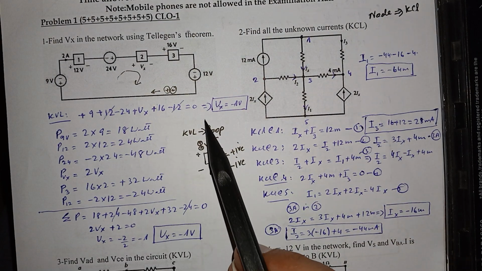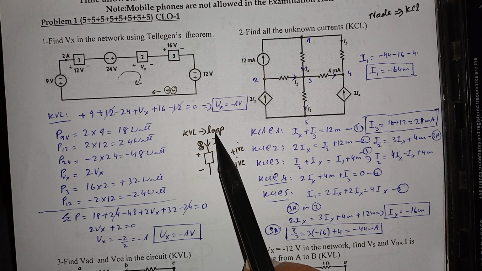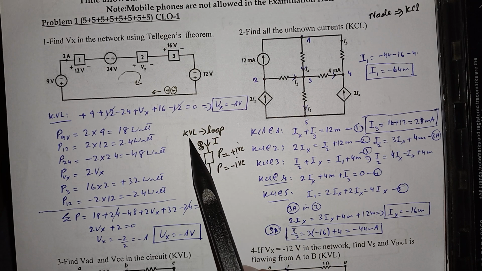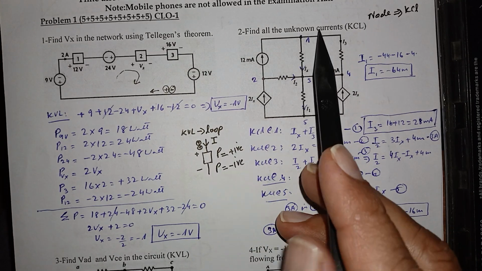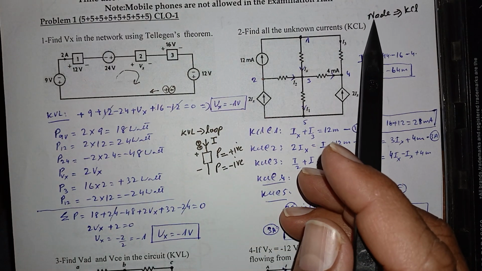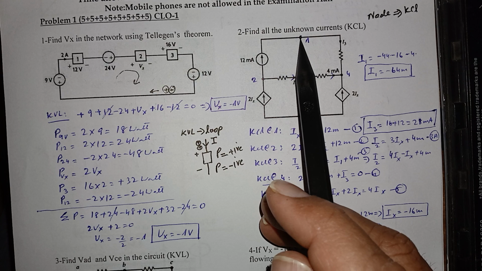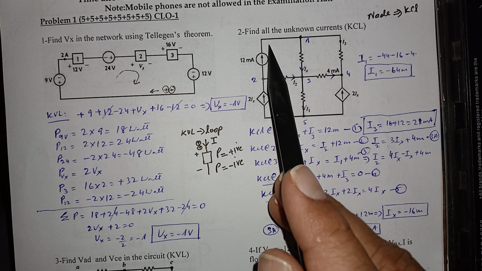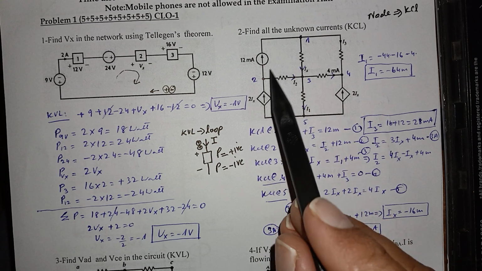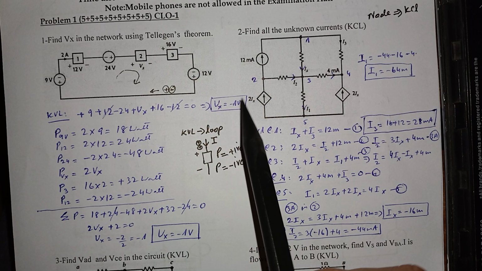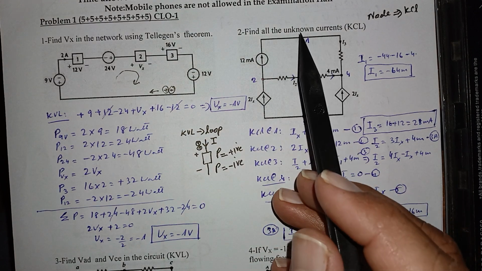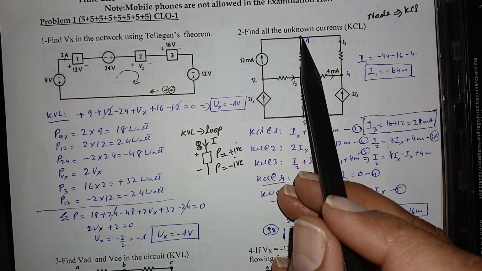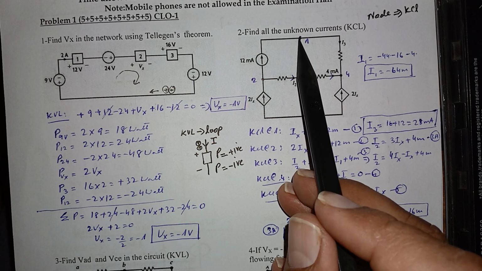Similar to KVL, where we have to assume a loop, whenever you apply KCL, you have to consider a node. A loop is a closed path, and a node is a junction of two or more elements. So to find all the unknown currents, I have to know all the nodes. You can use a surface for a node, or you can just pinpoint or highlight one particular node.